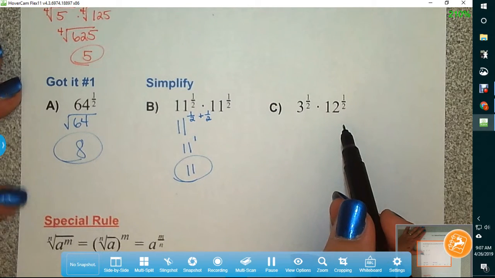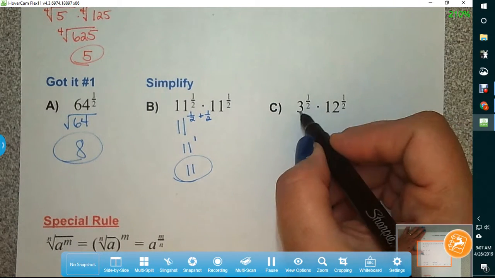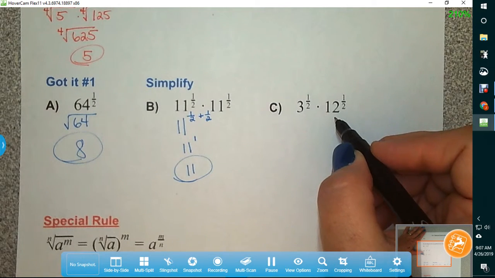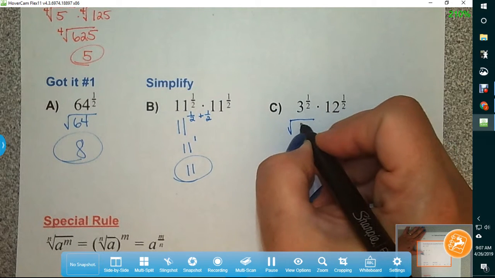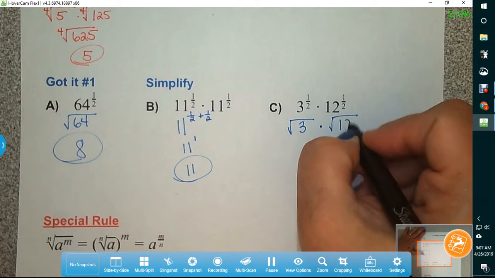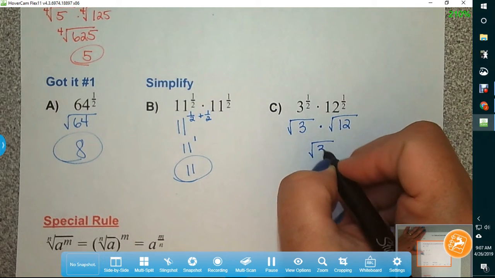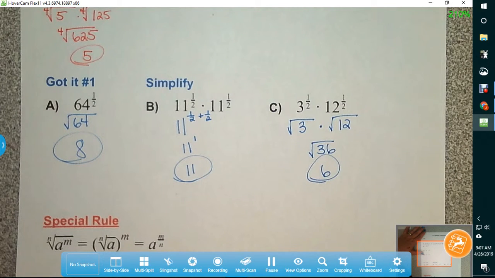For this one, I don't know that I can make my bases be the same, because this is 3 to the 1/2. I can't rewrite 12 as 3 to a power. So this one I'm going to have to work in radical form. So it's the square root of 3 to the 1st times the square root of 12 to the 1st. Gives me the square root of 36, which is 6.